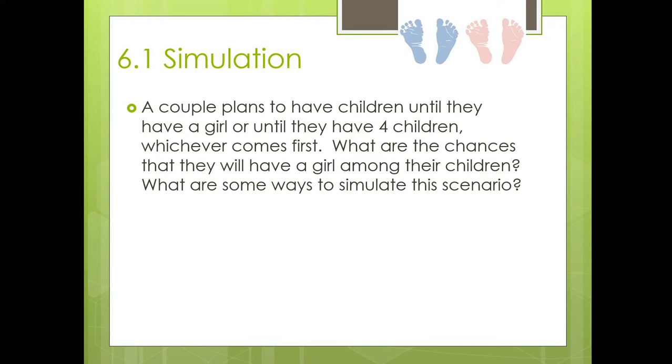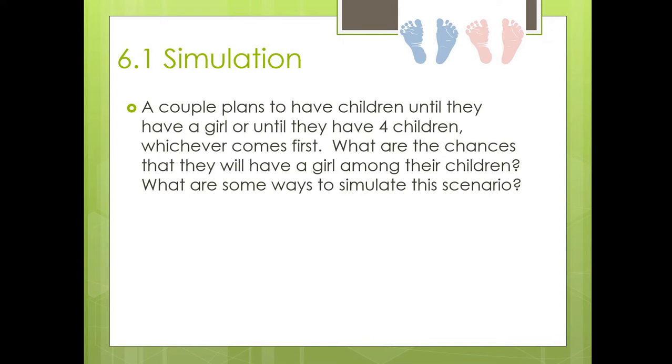So we're going to start off with the example: a couple plans to have children until they have a girl or until they have 4 children, whichever comes first. And we want to know what are the chances that they will have a girl among their children. Now this sounds like a complex probability question. You're going to have some conditions, but let's pretend we don't know enough probability to solve this.